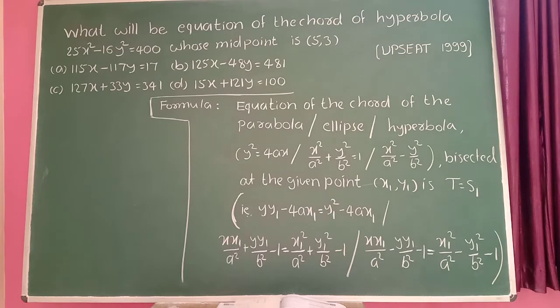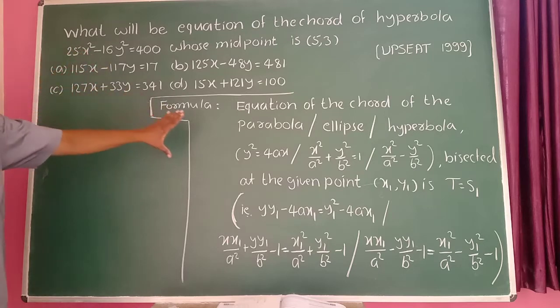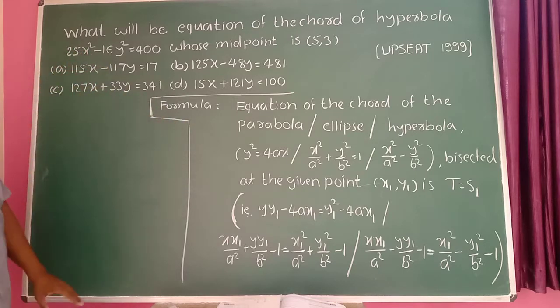So what will be the equation of the chord of the hyperbola 25x² − 16y² = 400 whose midpoint is (5, 3)? Four options are there. Here the example depends upon this formula. It is a very important formula.